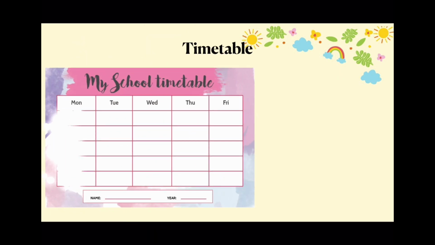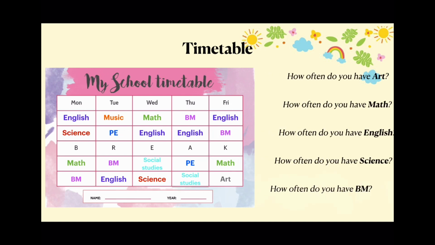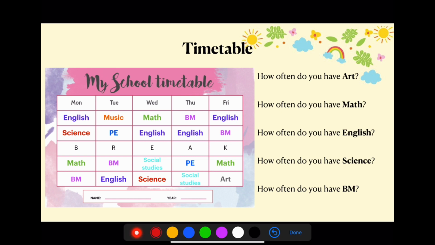Before you answer the question in your module, this is a practice. Let's practice together. This is a timetable. I've already colored each subject for you to make it easier for you to count. Let's look at the first question. How often do you have art?